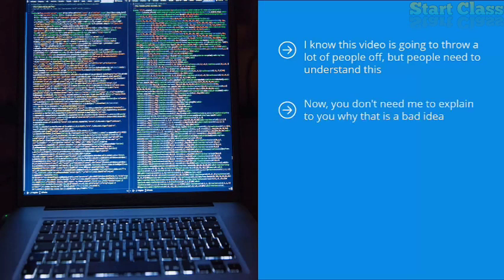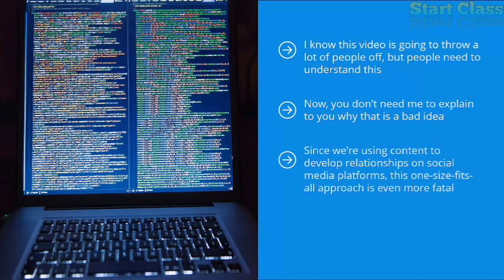Now, you don't need me to explain to you why that's a bad idea. It doesn't work in most areas of your life, and it definitely doesn't work when it comes to social media marketing. You can't look at this project with the mindset that as long as you pull traffic from social media platforms, then you can use the exact same method and the exact same communication tactics, regardless of the online entity or business you are promoting. Since we're using content to develop relationships on social media platforms, this one-size-fits-all approach is even more fatal.